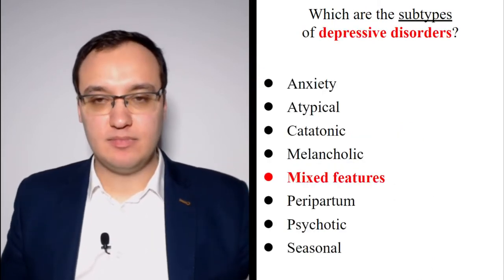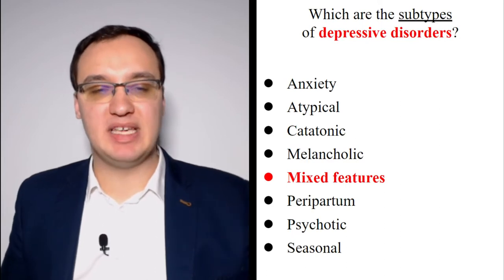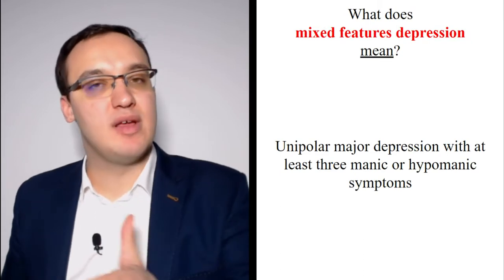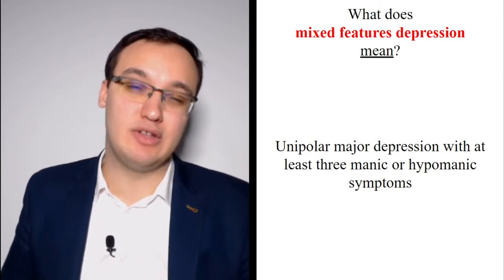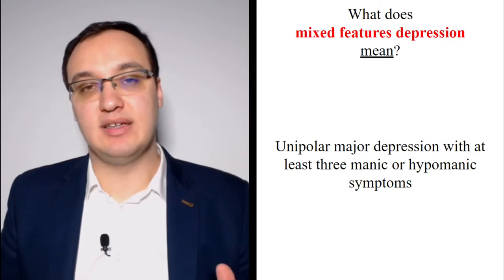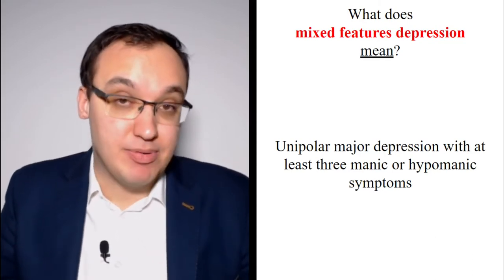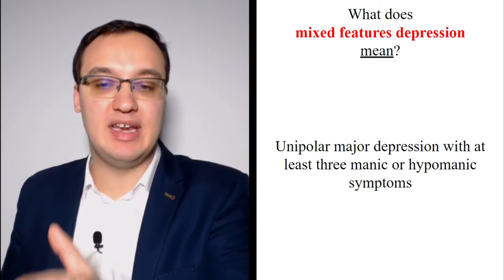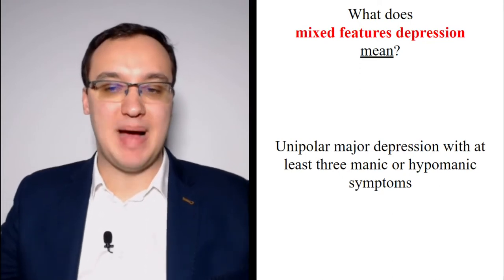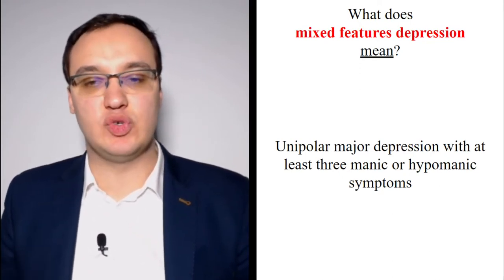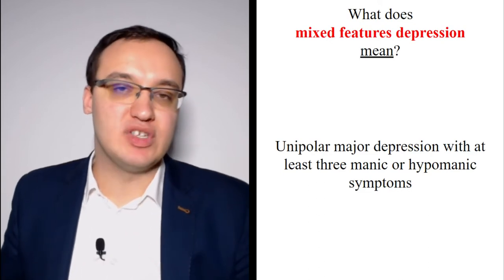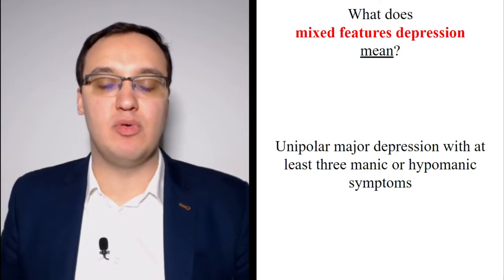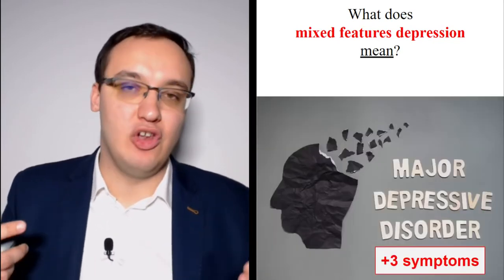Mixed features. We have these subtypes, and then we have mixed features, which means that we can have, for example, this depression with manic or hypomanic symptoms. And now you will get confused because, as we said, this would be almost a definition of bipolar disease, because we said that unipolar major depression with hypomanic or manic would be bipolar, but not in this case. It's not so severe. It is, for example, 3 hypomanic symptoms or 3 manic symptoms with this major depression, and not for a long period of time.